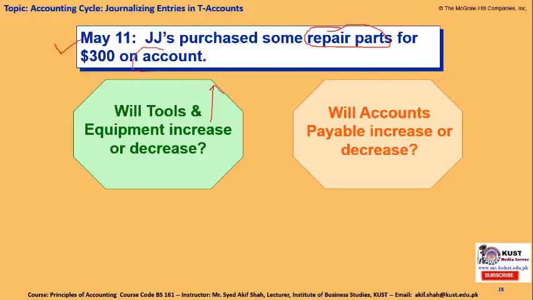And as we knew, they have purchased tools and equipment on open account and did not pay any dollar against this purchase. The question is, will the accounts payable increase or decrease? After analyzing this transaction, we conclude that another liability named accounts payable will also increase. Now we have to analyze this transaction further: tools and equipment is our asset and accounts payable is our liability. So we have to generate the relevant accounts for these.